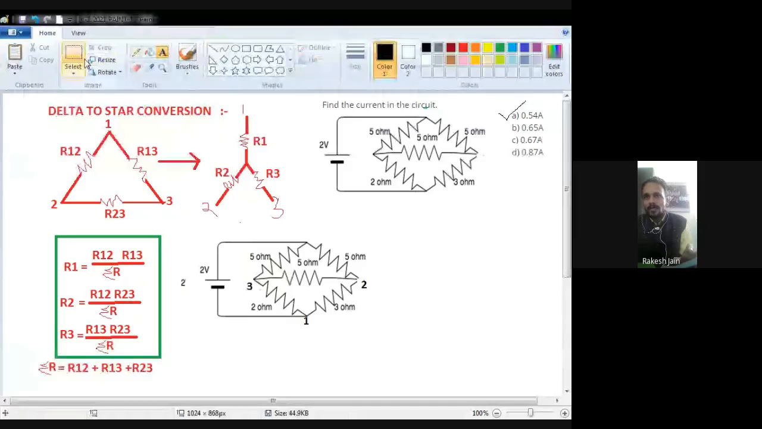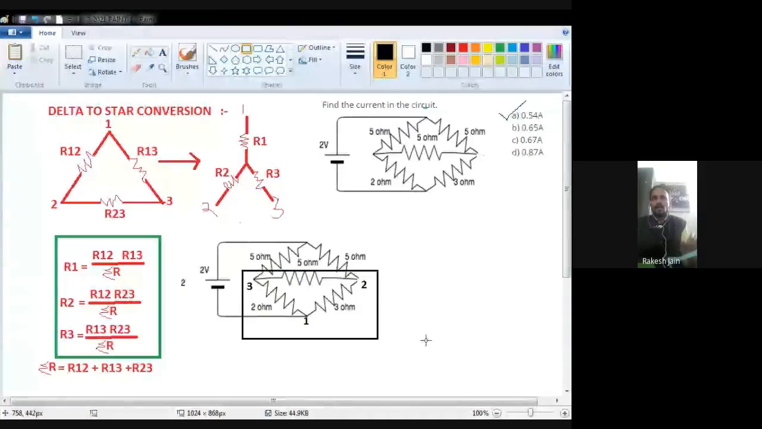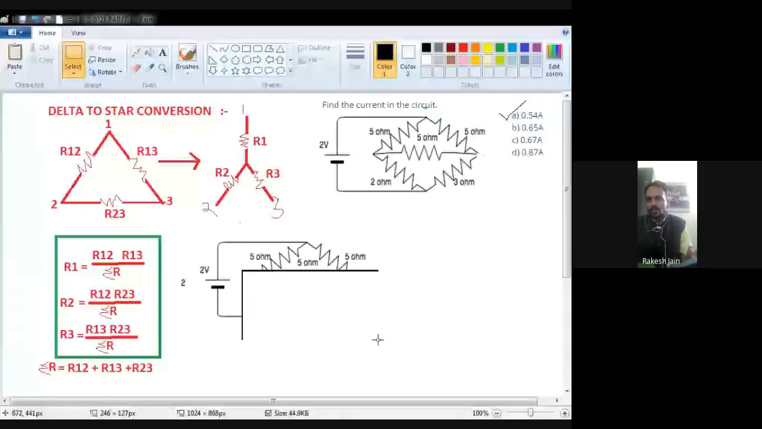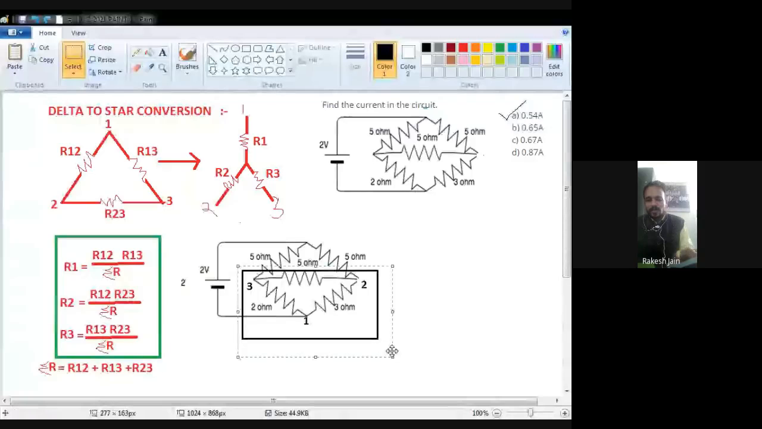So now see the four options which are given. Which one is your correct answer? My correct answer is the first option, because I found 0.54 ampere as my answer. So this is the completion of this question. This question is completed.